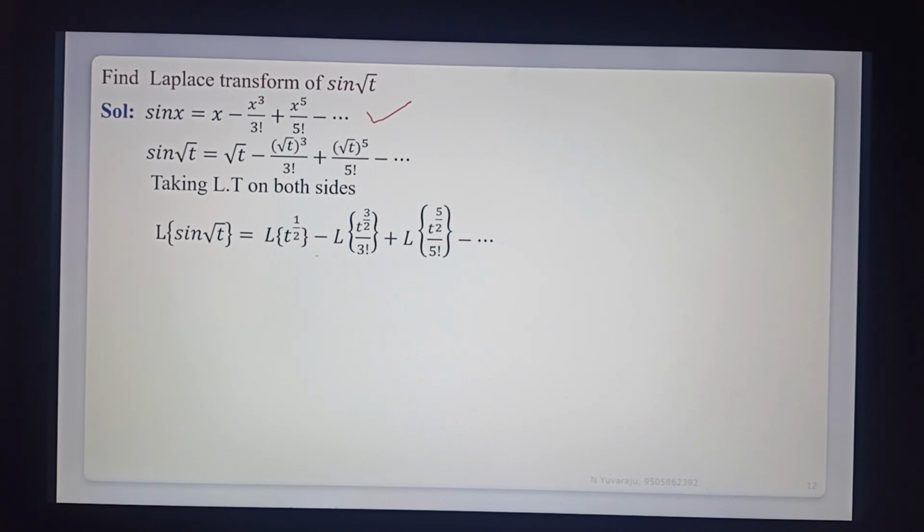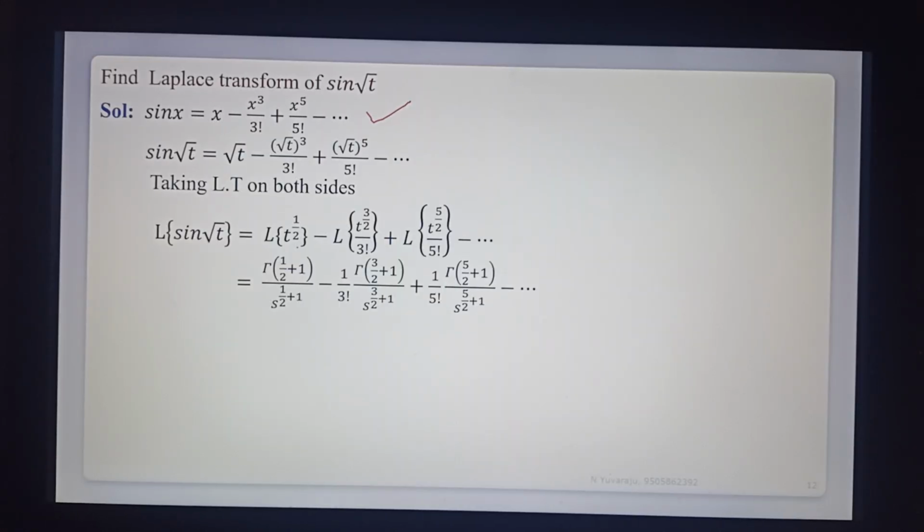Okay, now using the formula of Laplace transformation of t power n, where n is not an integer, the second formula. So that is equal to gamma of 1/2 plus 1 by s power 1/2 plus 1, minus 1/3 factorial is a common, gamma of 3/2 plus 1 by s power 3/2 plus 1, plus 1/5 factorial is the common, gamma of 5/2 plus 1 by s power 5/2 plus 1, minus, and so on.